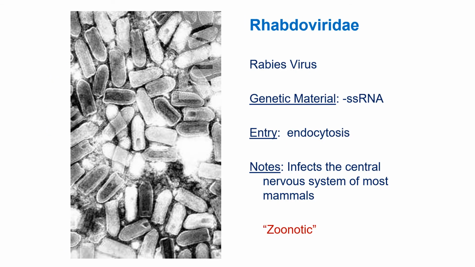The Rhabdoviridae family includes the rabies virus. These viruses have negative strand, single-stranded RNA, and they enter into cells through endocytosis. They infect the central nervous system of many mammals, and they're said to be zoonotic. And we'll get back to this term when we talk about epidemiology, but essentially it refers to a disease that's rather uncommon in humans, but there's a reservoir for the disease in non-human animals. So there's always some of it out there, and occasionally it infects humans.